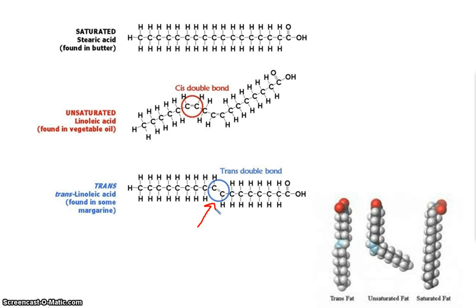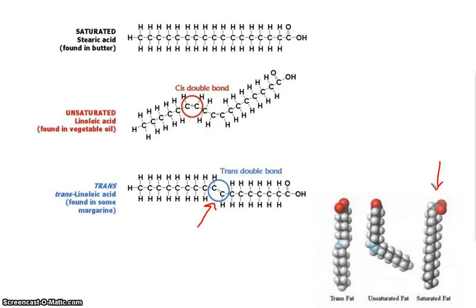Now why that's important, if we look down in the lower right here, we can see the saturated fat is a nice straight line. Now, why is that bad in terms of health? Do you remember? Well, because it's straight, it allows those triglycerides to pack together, which means that it can be solid. And in our arteries, we don't want it solid because that can cause buildup.